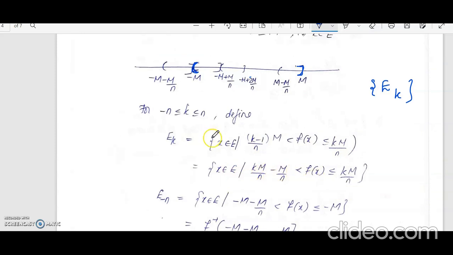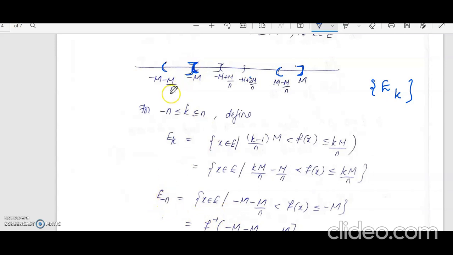So let us define Ek by the set of all x such that (k-1)m/n < f(x) < km/n. So those are these intervals. These intervals that you see are what we call Ek.